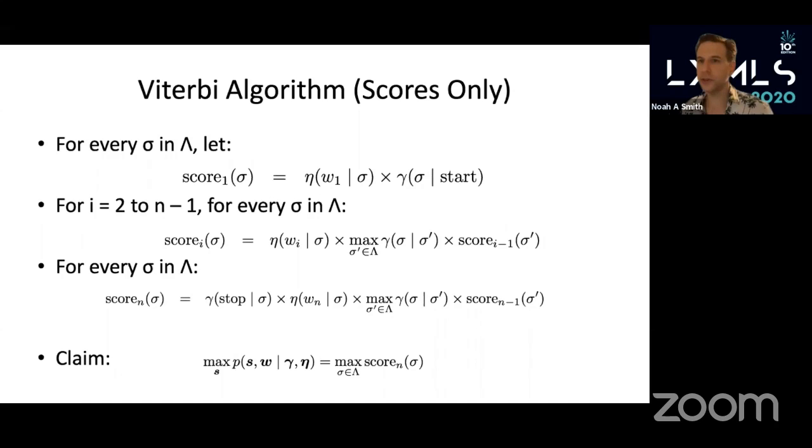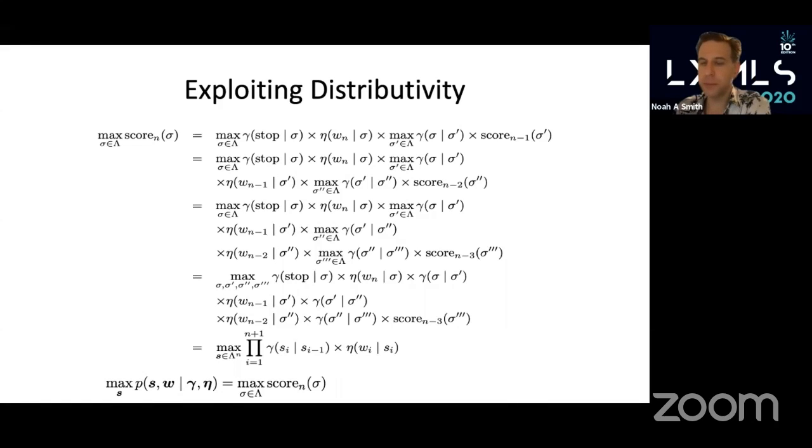Okay, so those are the scores, and my claim is that if I do all this calculation and then I ask for the max score in the very last column, score sub n, across all labels, that will be the highest joint probability of any state sequence together with the words that I've observed. I am not going to walk through the proof. I'm simply going to show you a high-level sketch of how this comes to be the case.